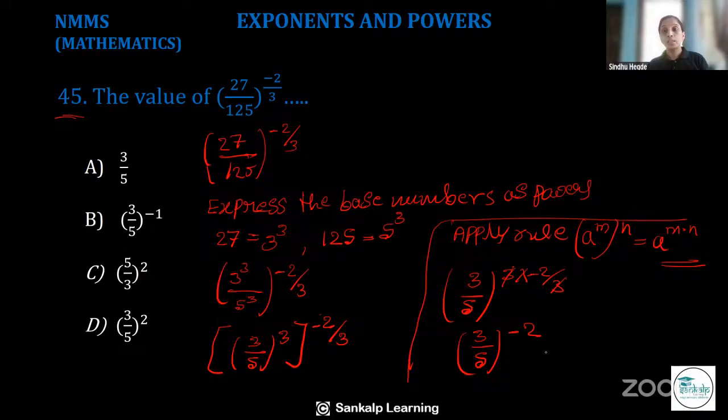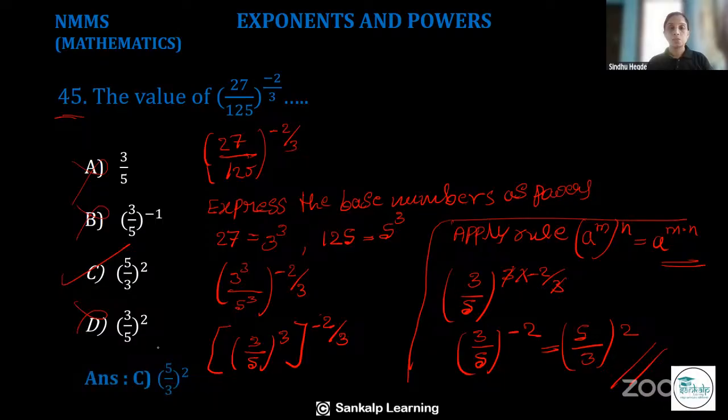Now remove this negative sign, which indicates the inverse. So the inverse of 3 by 5 is nothing but 5 by 3. Write that 2 as it is. So it becomes 5 by 3 the whole square. This is our answer. So it matches with option C. Remaining all are wrong. Here the correct answer is option C.